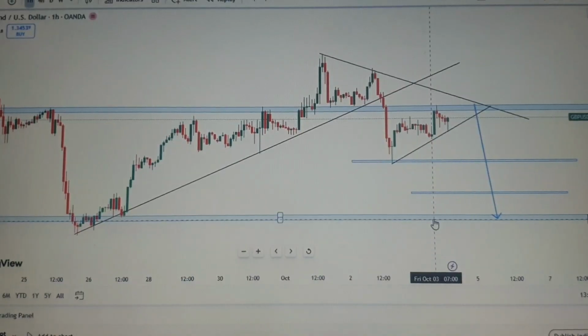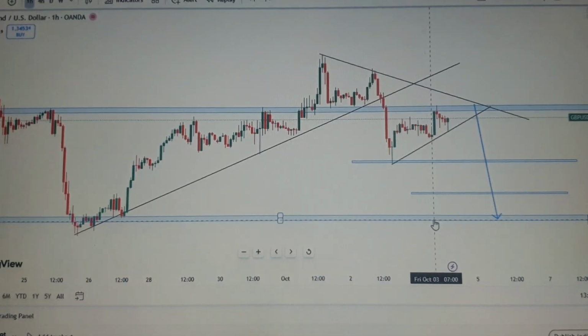Always take your partials, lock your profit, and that's a good way to know what you're doing. So I used to have 3 take profits, you understand, and this is something I will talk about in another video.